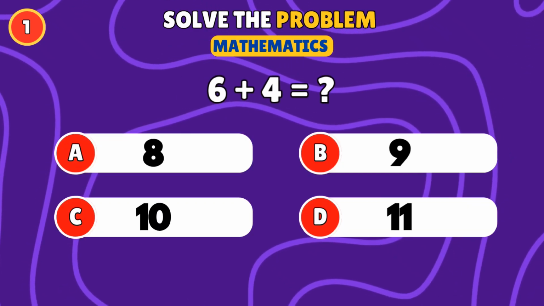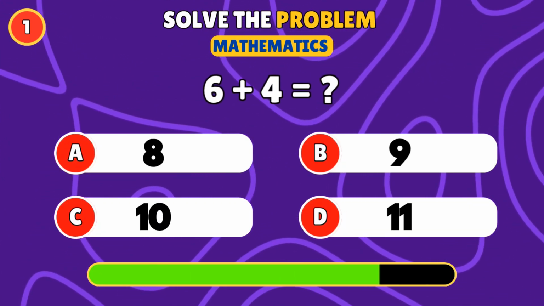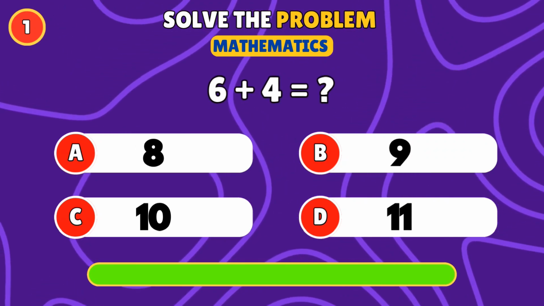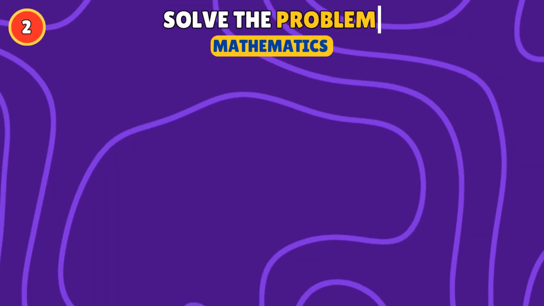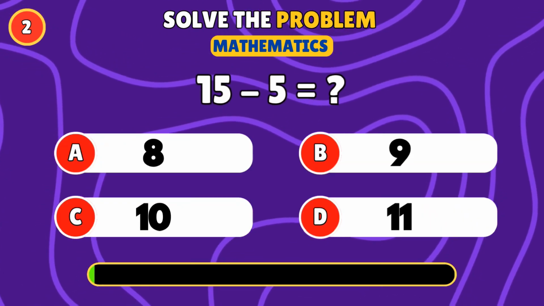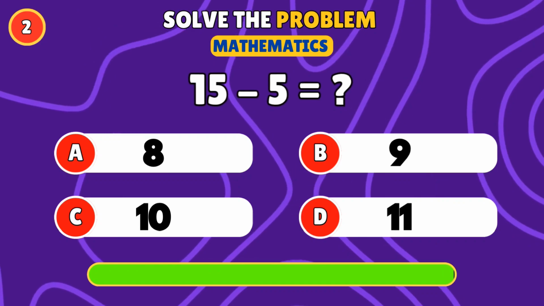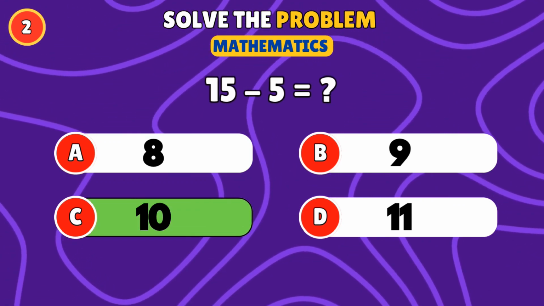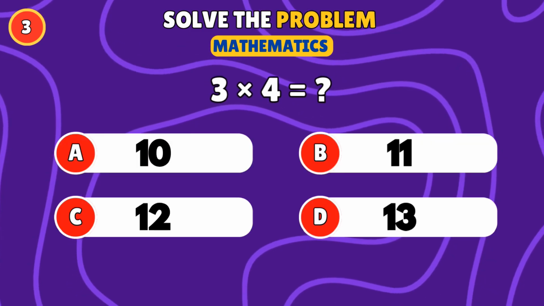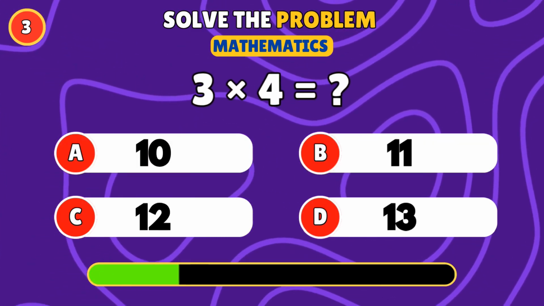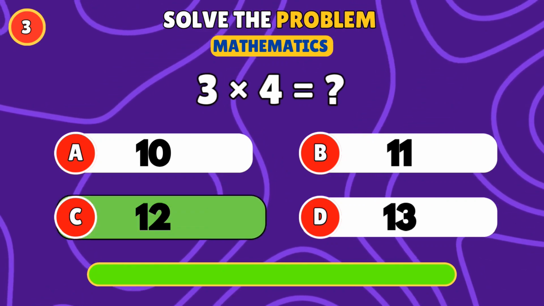First question. 6 plus 4. Ten. Next one. 15 minus 5 is equal to 10. 3 times 4. 12.